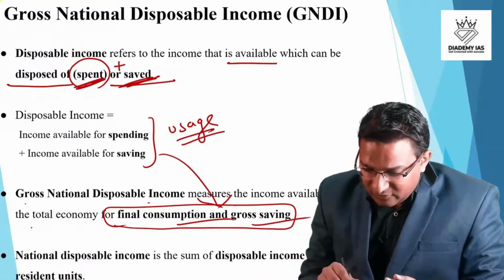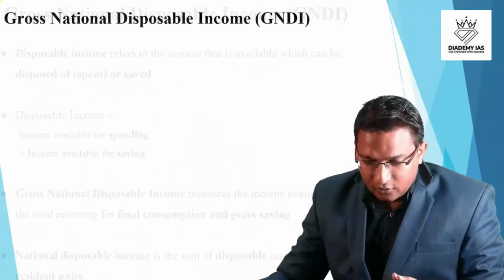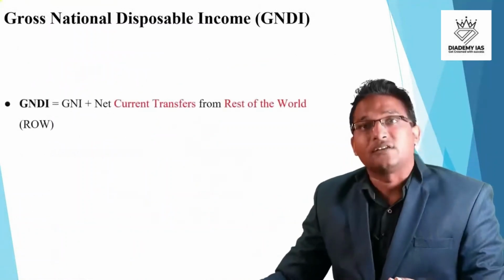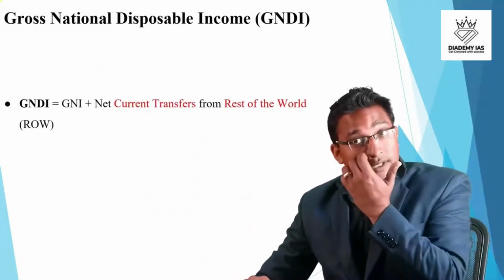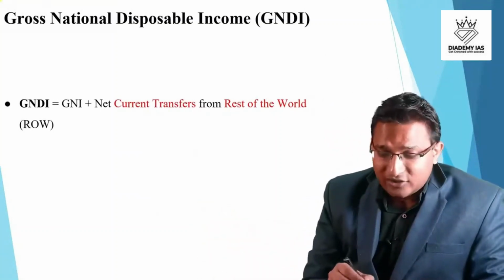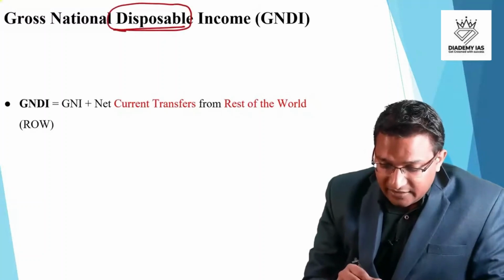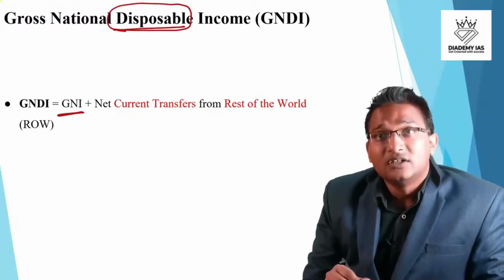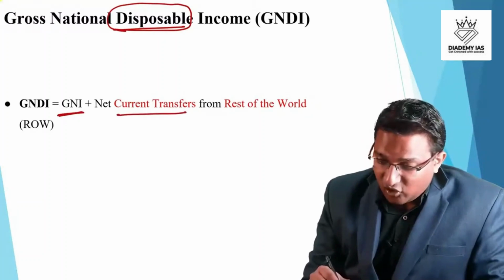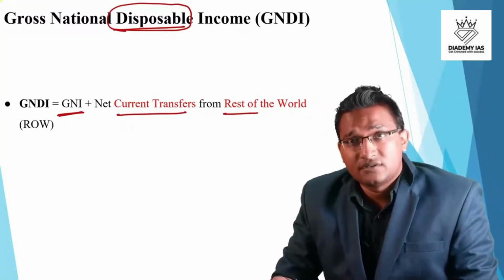National disposable income is the sum of disposable income of all the resident units. Now, how do we calculate the gross national disposable income, or how do we measure it? For calculating this, in the GNI, we add the net current transfers from the rest of the world. Net current transfers.